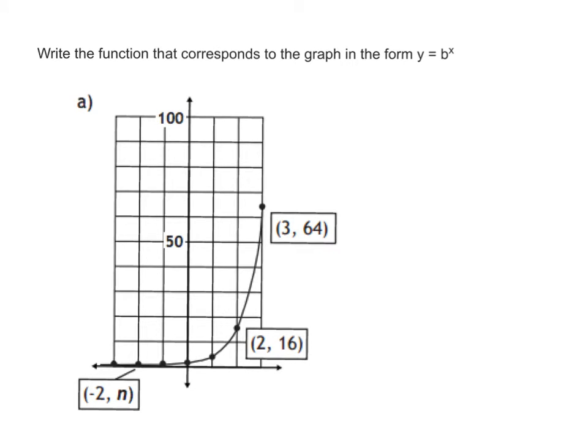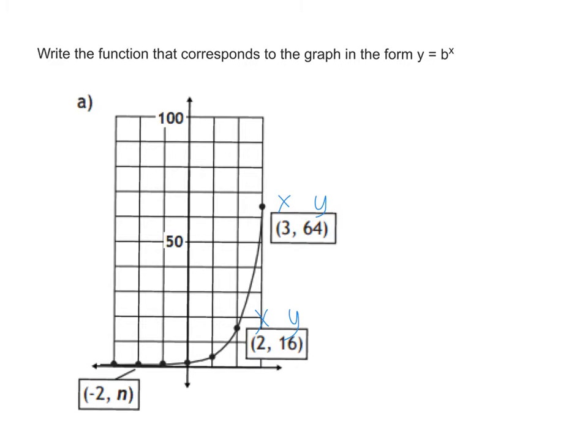The next question that you had on there is to write the function that corresponds to this graph in the form y equals b to the power of x. So it gives us some points on the graph, and it tells us it's going to be y equals b to the power of x. So I guess we just need to figure out what b is, right? The x and y are going to stay as x and y. But let's look at the points that we have. Here is an xy and another xy.